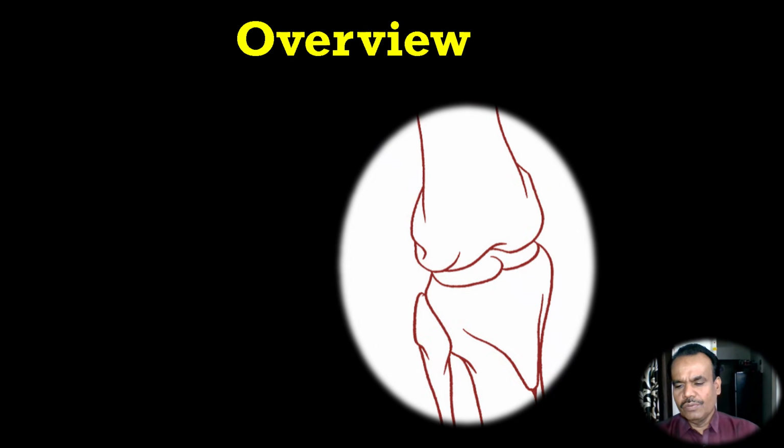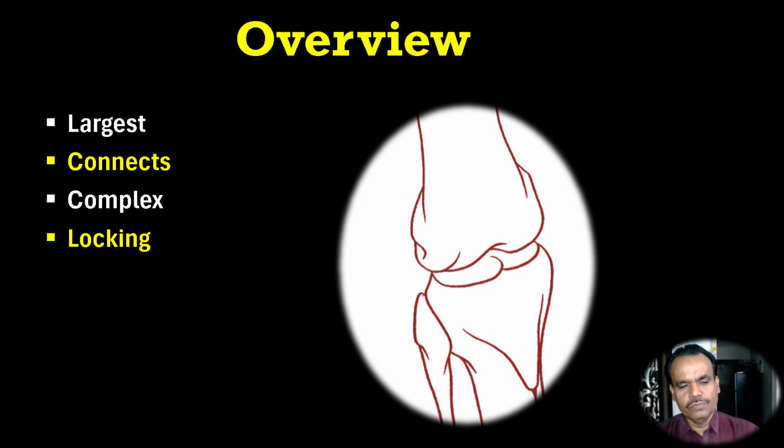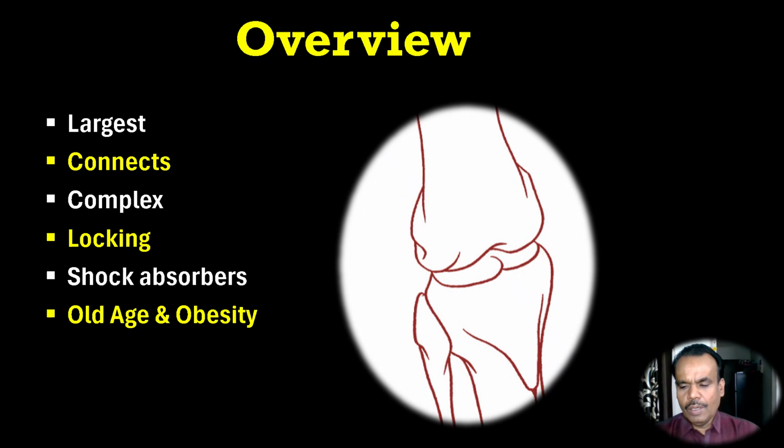Let's understand the overview about the knee joint. Knee joint is one of the largest joints in the human body. It connects the thigh to the leg. It is one of the complex joints. It offers locking and unlocking movements. It also offers shock absorption. Probably the knee is one of the commonly affected joints with various disorders due to old age as well as obesity.